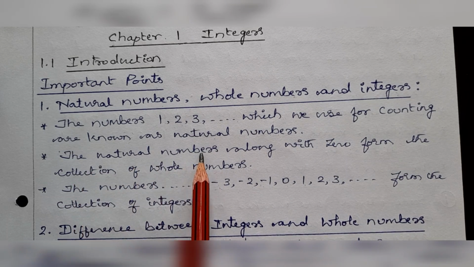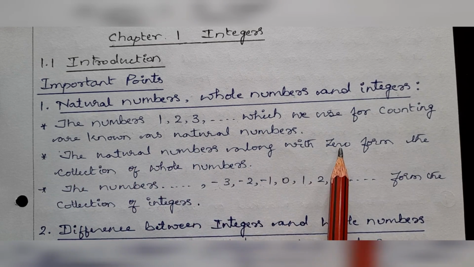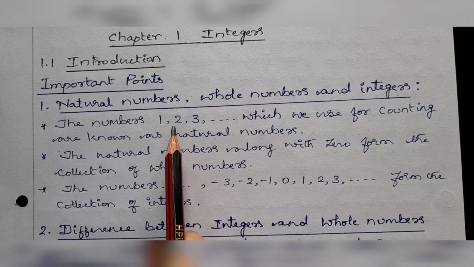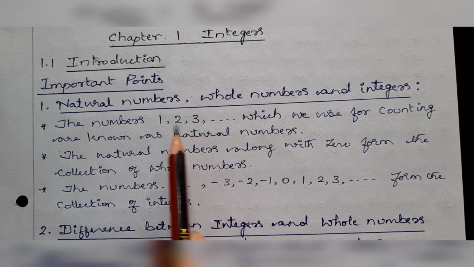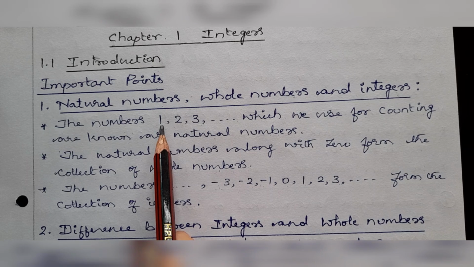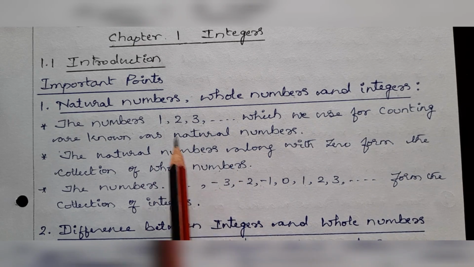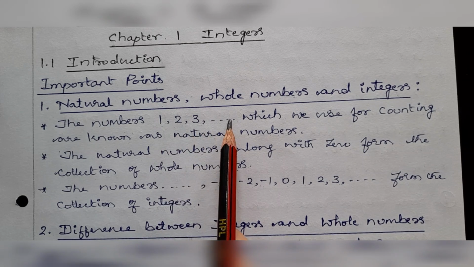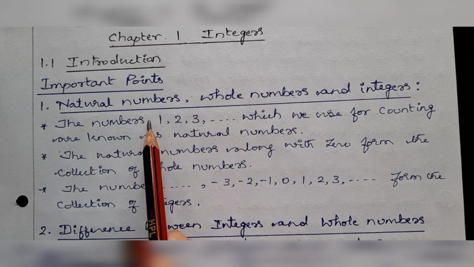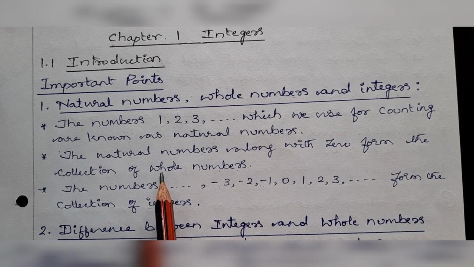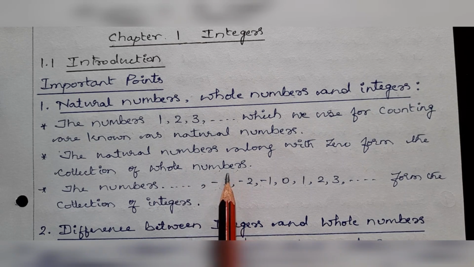The natural numbers along with the zero form the collection of whole numbers. Natural numbers jote, zero kuda include agidre, we call it as whole numbers. So, natural numbers 1, 2, 3 idiyalla, adra jote, zero. Means starting 0, 1, 2, 3 and so on. So, that numbers we call it as whole numbers.